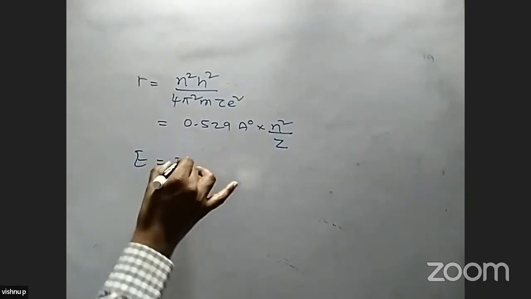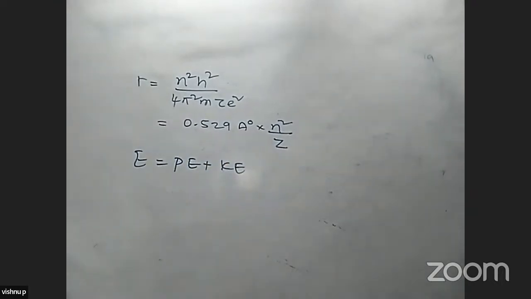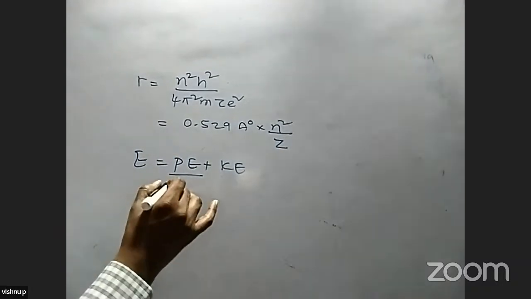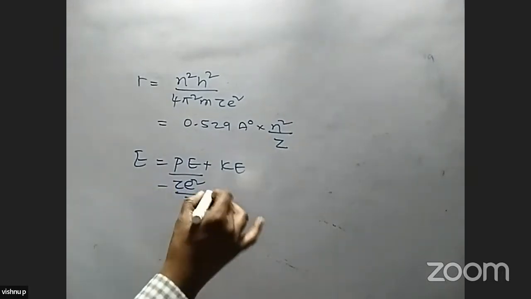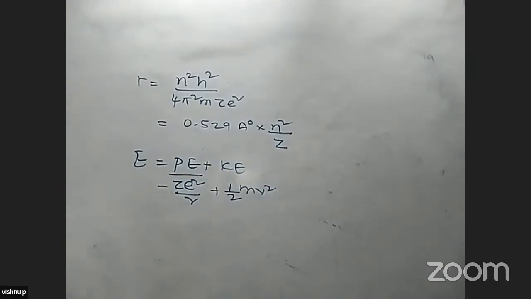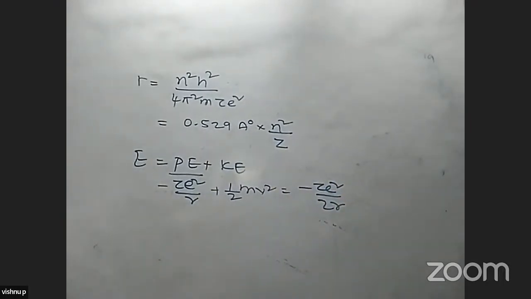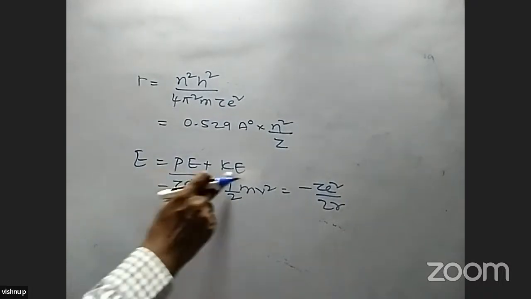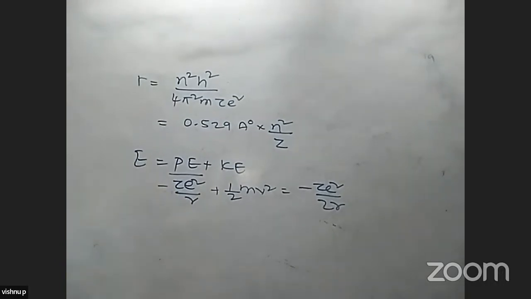Energy is also calculated by Bohr's theory. The total energy of the electron is potential energy plus kinetic energy. Potential energy is minus Z square by r, and kinetic energy is plus half mv square. The total energy is equal to minus Z square by 2r. So potential energy is two times the kinetic energy, and potential energy is always indicated by a negative sign.